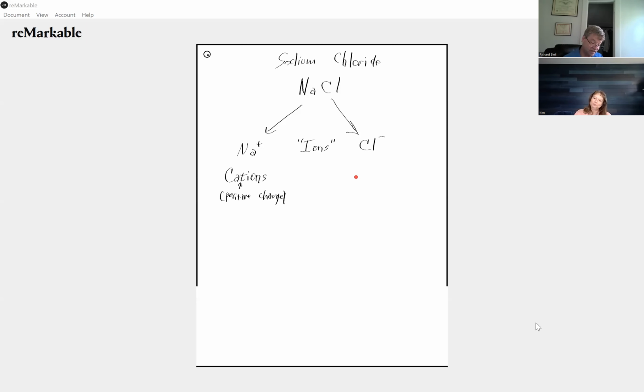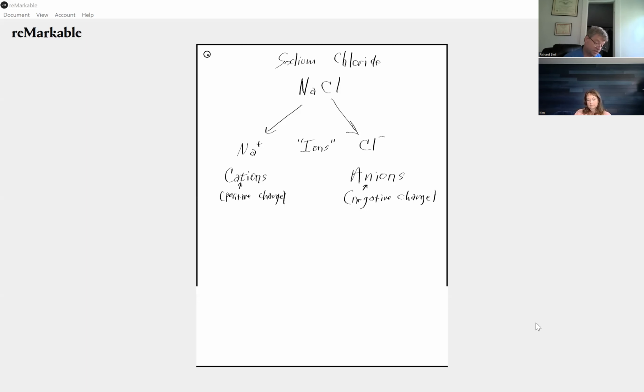Negatively charged ions are called anions. Here's my mnemonic device. N, negative. N, negative.